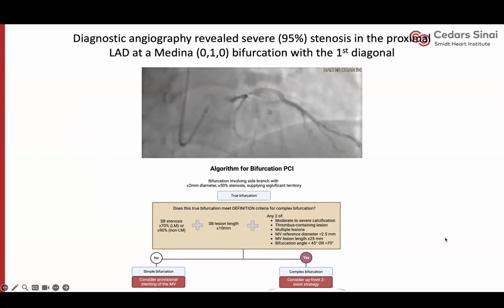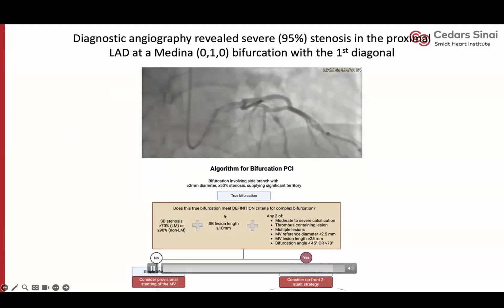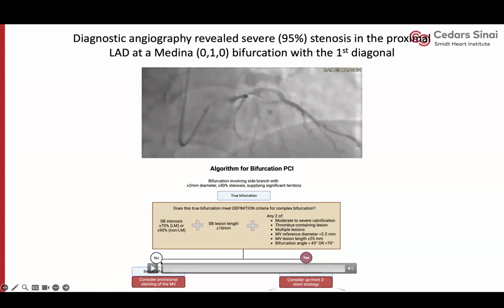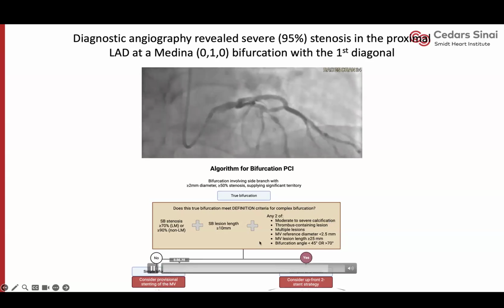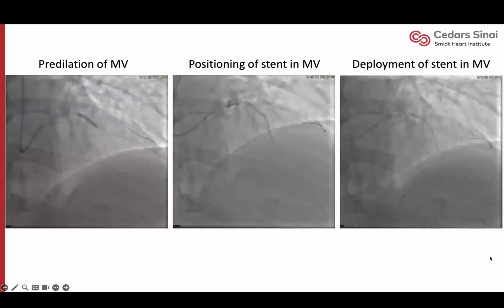According to our algorithm for bifurcation PCI, this true bifurcation... I'll play it for you again. You can see it actually does not meet definition criteria for complex bifurcation. So in that situation, it's reasonable to go through the left side of our algorithm and consider provisional stenting of the main vessel, which is what was done.